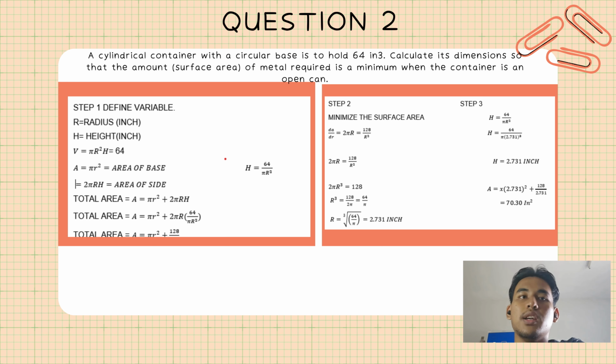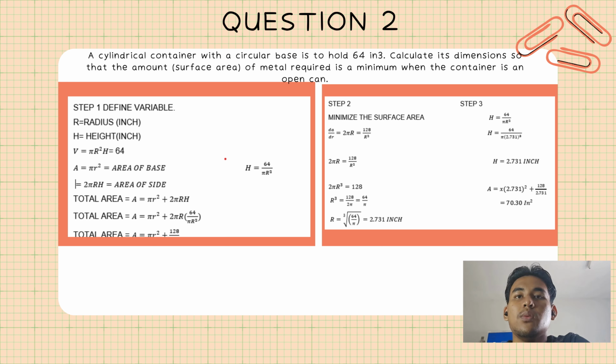R equals radius, H equals height in inches, V equals pi r squared H equals 64. A equals pi r squared, which is the area of the base, and 2 pi r H equals the area of the side. And the total area is A equals pi r squared plus 2 pi r H, and we substitute H with the formula given, and we got the answer: pi r squared plus 128 over r.